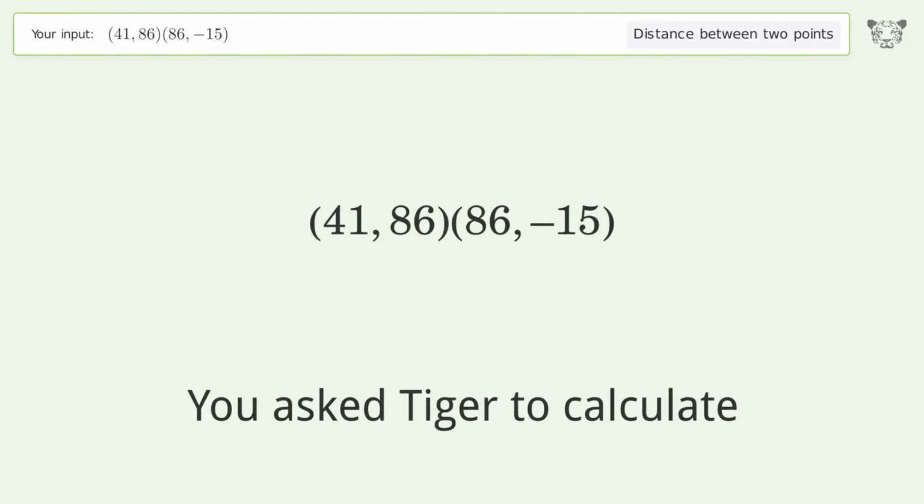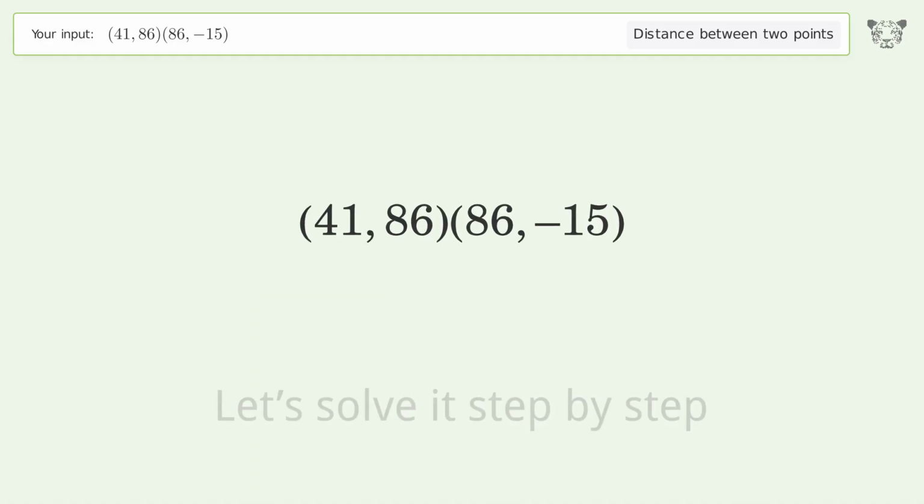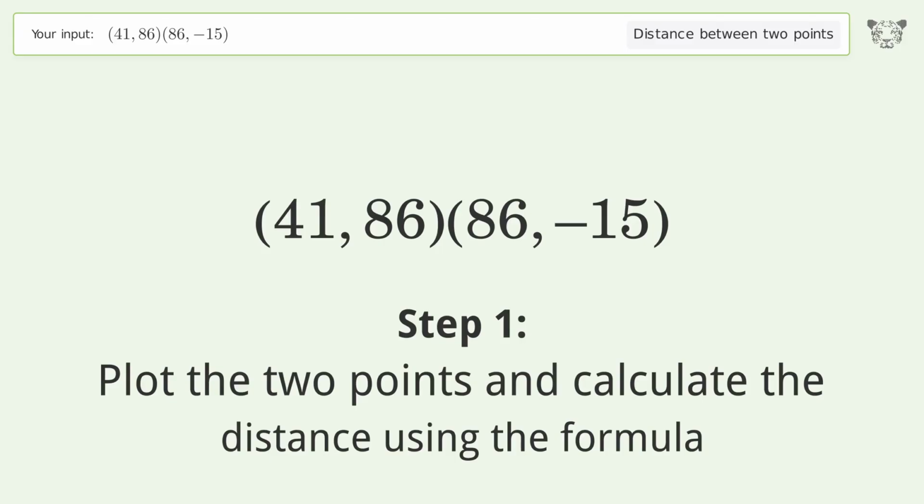You ask Tiger to calculate. This deals with the distance between 2 points. The distance between the 2 points is the square root of 12,226, or 110.571. Let's solve it step by step. Plot the 2 points and calculate the distance using the formula.